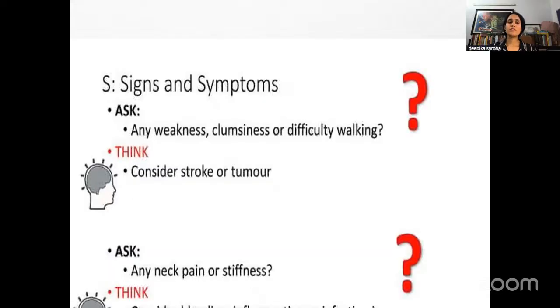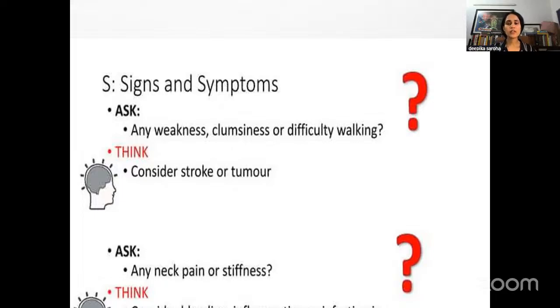Always look for any weakness, clumsiness, or difficulty in walking, in terms of hemiparesis or paraparesis or quadriparesis, which has progressed over 2 to 3 days in terms of GBS patients. But GBS patients, if they are peripheral causes, may have central manifestations in terms of brainstem encephalitis, Bickerstaff encephalitis. They will present with weakness and altered mental status also.